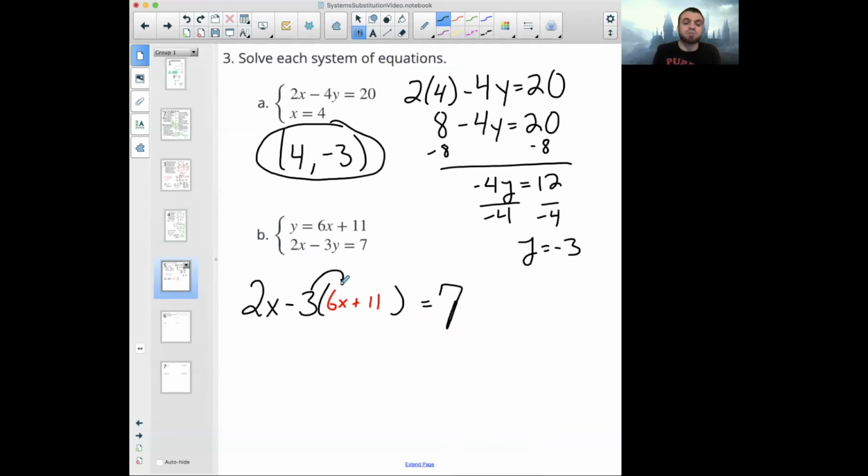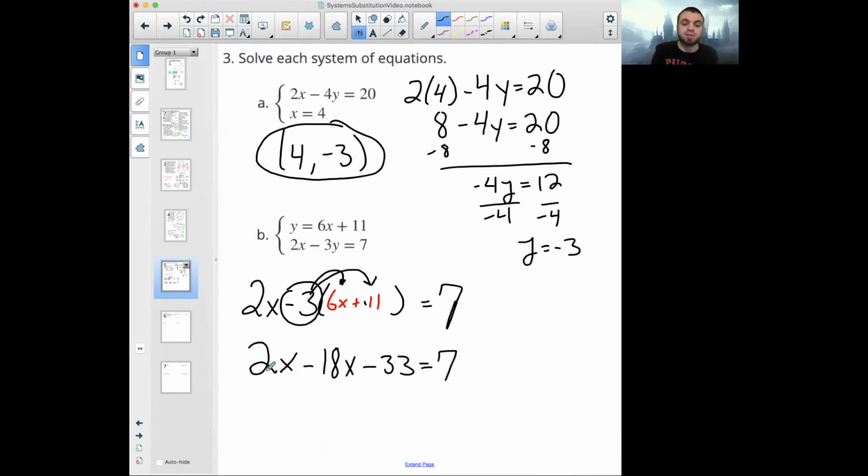All right, and then what we have to work on a little bit, and no worries, is our distribution. So 2x minus, so minus 3 times 6x is minus 18x, and then minus 3 times 11, because you're subtracting 3 times 6x and then you're subtracting 3 times 11. So you're subtracting 18x, and then you're subtracting 33. I recommend when you have a negative in front of the number that's being distributed, you circle them and group them up. I think that'll make things easier for you.